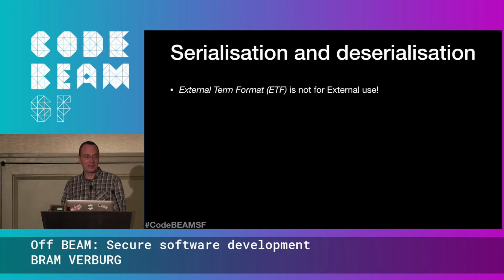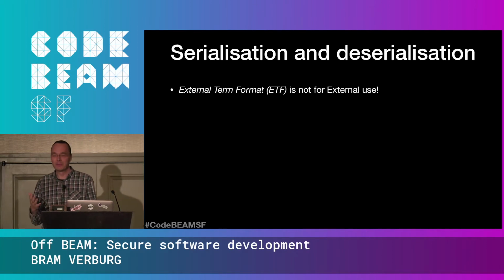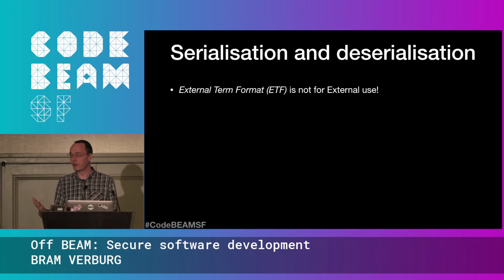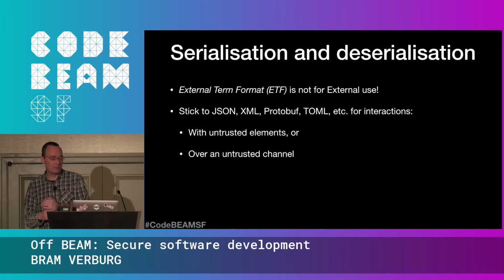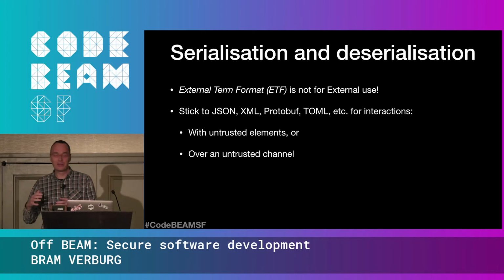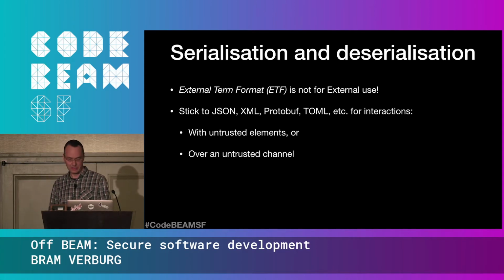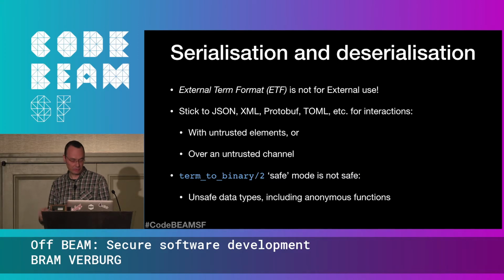It can encode basically anything that you can represent as an Erlang term. And for example, you probably don't have a need to serialize an anonymous function, do you? But ETF can serialize an anonymous function and deserialize it, and that would be, of course, very risky. So basically, stick to JSON, XML, protobuf, or whatever if you're interacting with an untrusted element or over an untrusted channel. Okay, you can use ETF if you must, but you have to make sure that you protect the integrity of that channel, maybe using a signature.